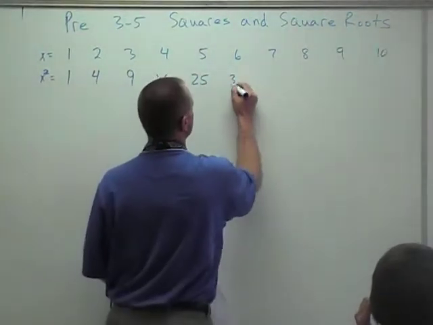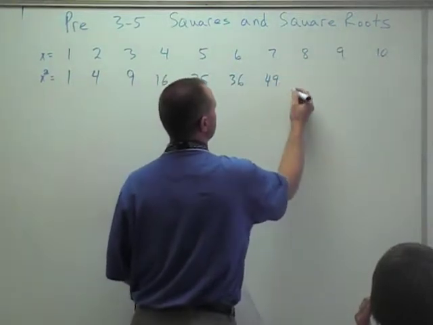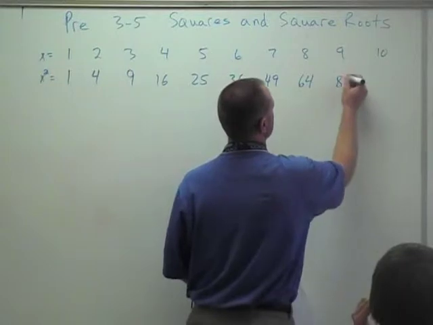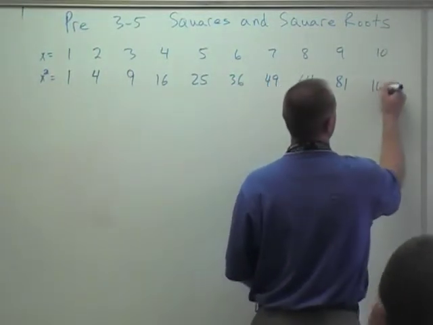36. 49. 64. 81. 100. And it goes on. Okay? So these are the squares.